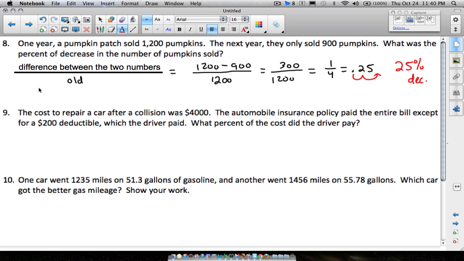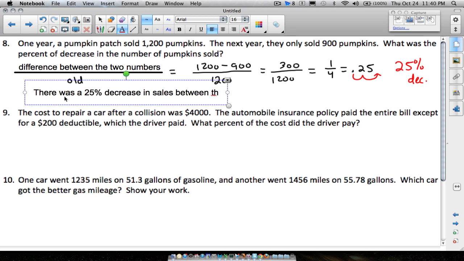So now let's leave our answer in a complete sentence. Therefore we can say there was a 25% decrease in sales between these 2 years. Now I know I mentioned in class 2 about signs. It is a negative 25%, but since I'm using the word decrease, that represents the negative. So there was negative 25%, but it makes more sense to say there was a 25% decrease in sales between those 2 years. And that is the percent of decrease for that problem.